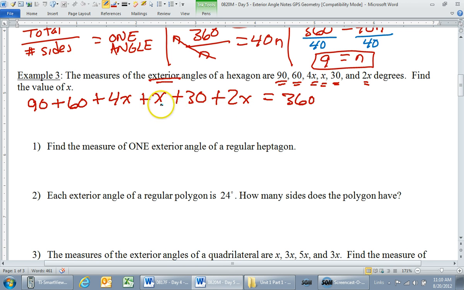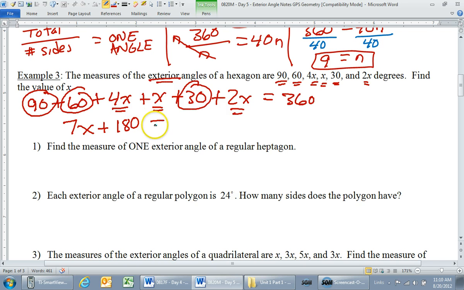But Isabel was talking about basically combining like terms. So look at the x's. I have 4x and 2x. Put those together, what do you got? 7x. That gives me 7x. And then look at all these others. 90 plus 60 plus 30, 180. 7x plus 180 equals 360. And the rest is easy, yes?